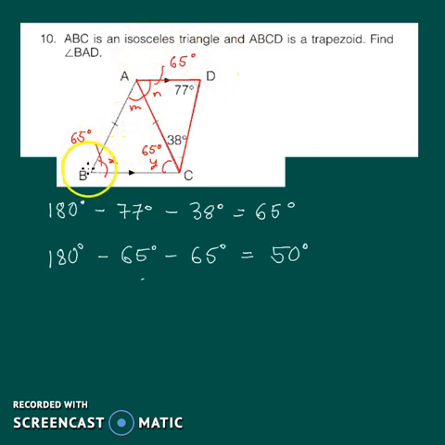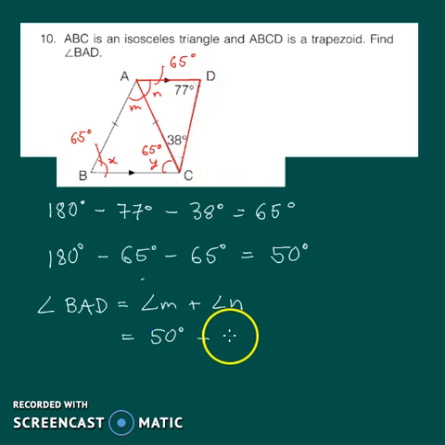Now the angle that I was looking for, BAD, is angle M plus angle N combined. Angle M, we just found out, was 50 degrees. Angle N, we found out, was 65 degrees. So together they will be 115 degrees. And that is our answer. If we look at our angle BAD, we can see that it is greater than 90 degrees, but not by a whole lot. So 115 degrees seems like a suitable answer.